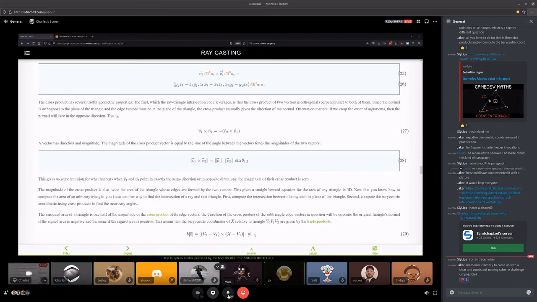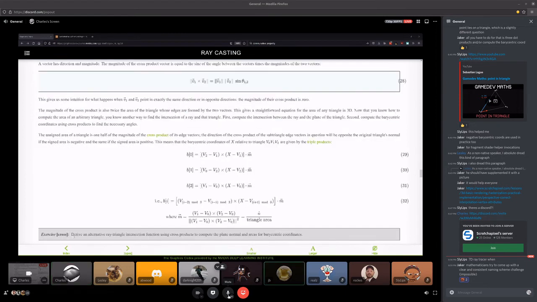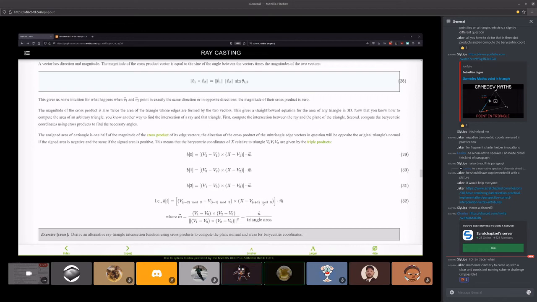Where does M come from? Does that say where M equals, or is that M minus? It's the bottom one. M equals V1 minus V0 cross V2 minus V0 over the magnitude of the same thing squared, which equals the normal divided by the triangle area.